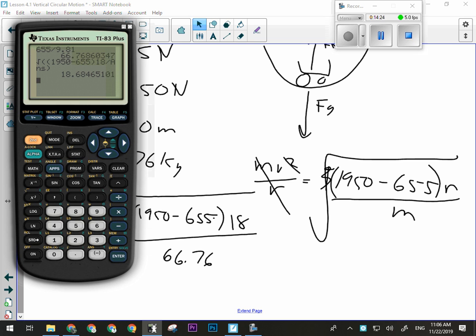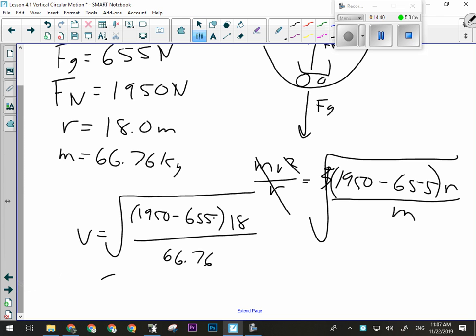Mine says 18.8? I maybe rounded off the math because I was in a hurry. That's probably it, right? Yeah, my key says 18.8, but it should be 18.7. All right, any other ones giving us trouble? Okay, keep going then.